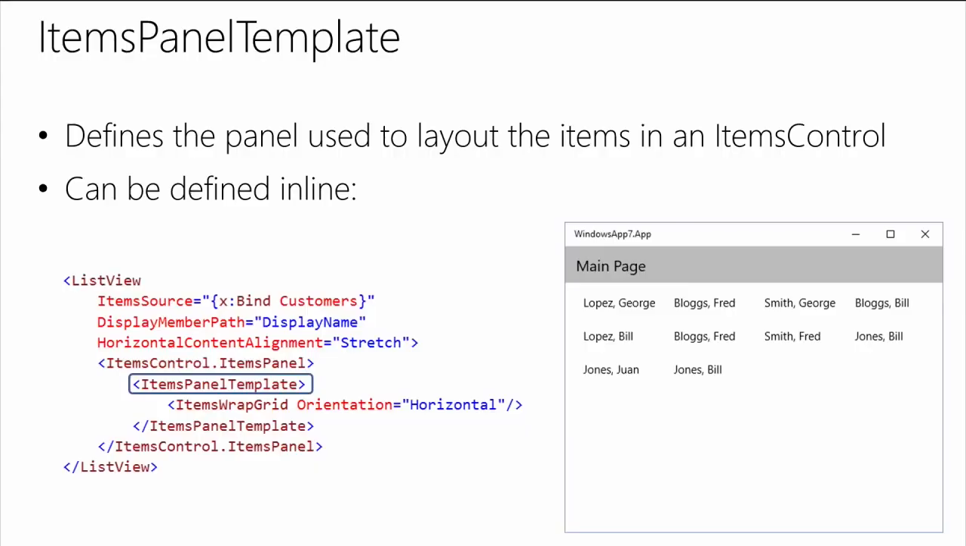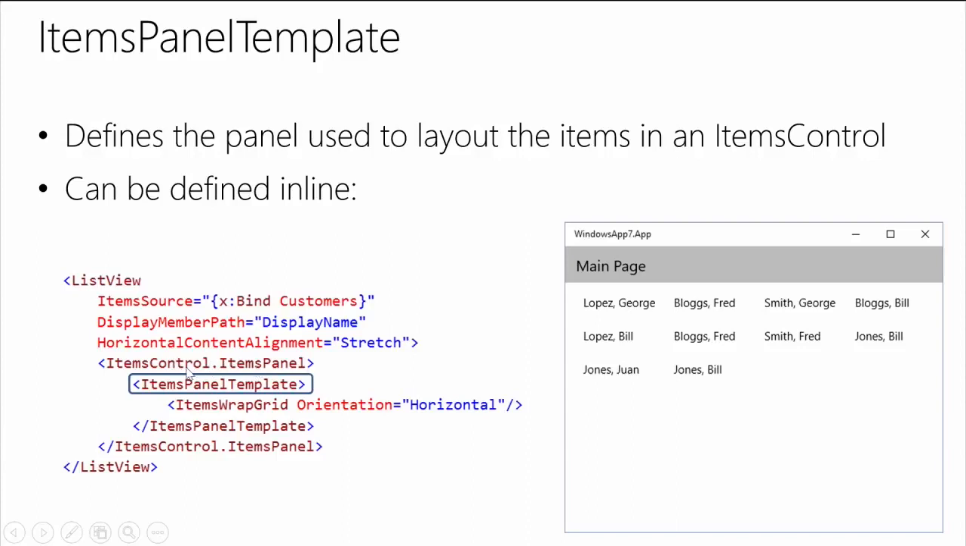So let's come back to ItemsPanelTemplate, and let's look at how we can actually set a value in there. In this particular scenario, we're going to declare it inline within our list view. So list view is the major element. We can see that here. We also have inside ItemsControl.ItemsPanel.